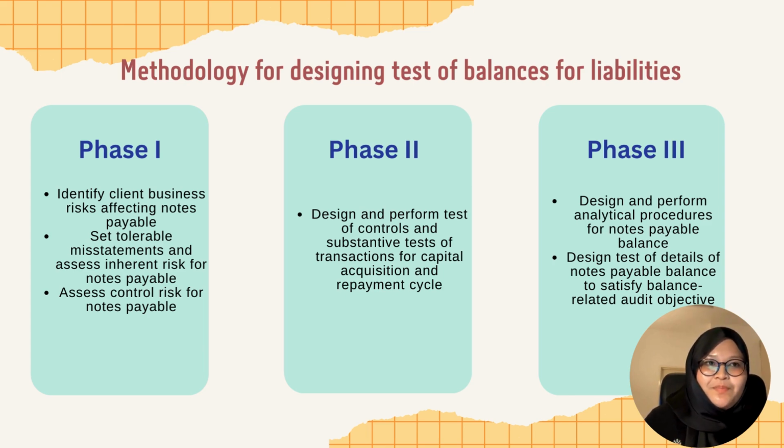The only difference between each of these cycles is the name of the account being audited. So, for this methodology in capital acquisition and repayment cycle, we have three phases, which is phase one, phase two, and also phase three. For phase one, firstly we have to identify the client's business risk affecting the notes payable.